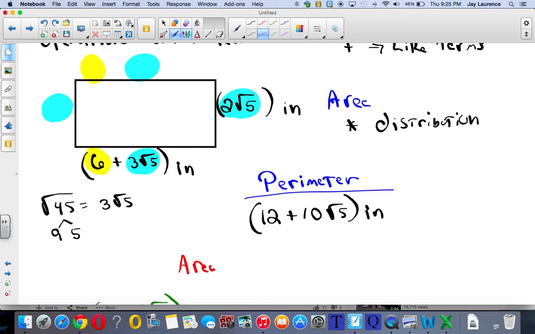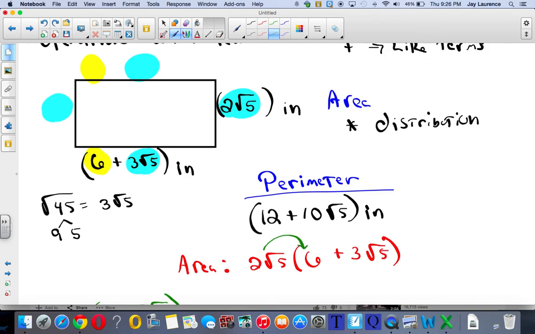Now area is simple. I'm going to take the 2 rad 5 and I'm going to multiply it by 6 and by 3 rad 5. This is the distribution. Now, notice I did not use the rad 45. I used the 3 rad 5. It'll be so much simpler. So now I'm going to distribute.